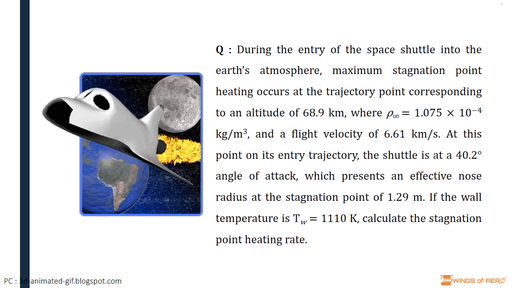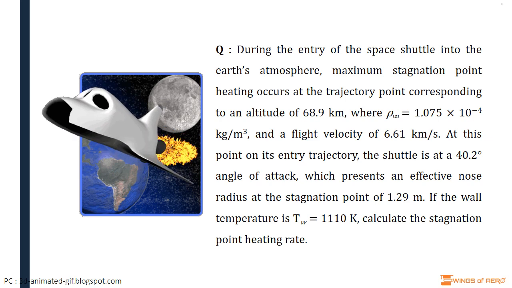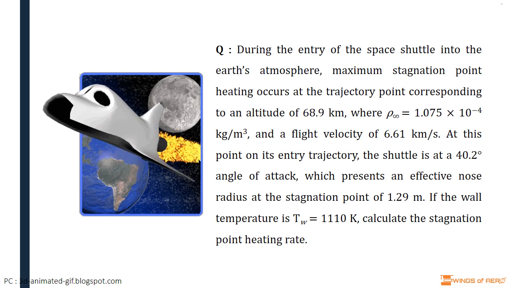At this point on its entry trajectory, the shuttle is at a 40.2 degree angle of attack, which presents an effective nose radius at the stagnation point of 1.29 meter. If the wall temperature is 1110 Kelvin, calculate the stagnation point heating rate.